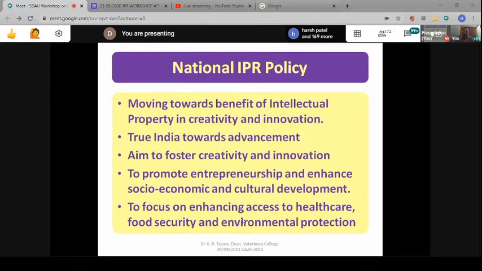Then another objective is to foster creativity and innovations in the young population of India. By laying this IPR policy, the government envisages that it should stimulate creativity and innovations among these innovators, promote entrepreneurship, and enhance socio-economic and cultural development. So that is also one important focus.